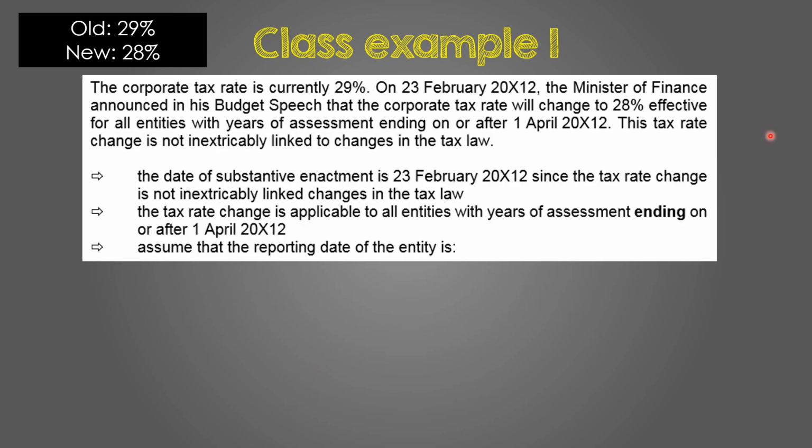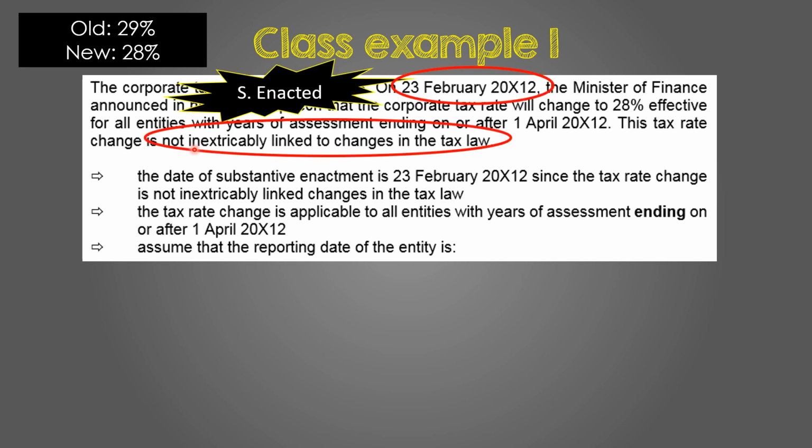Okay, so the next sentence in this example tells us that this tax rate change is not inextricably linked to the changes in the tax law. So the announcement of the change is not inextricably linked to the change in the tax law. So therefore, we do not have to wait until this change actually becomes enacted. We can actually work off the date that it has been substantively enacted, which in this case will be the 23rd of February 20x12 because it is not inextricably linked. Okay, and next we also know what our effective date is. That is the 1st of April 20x12.